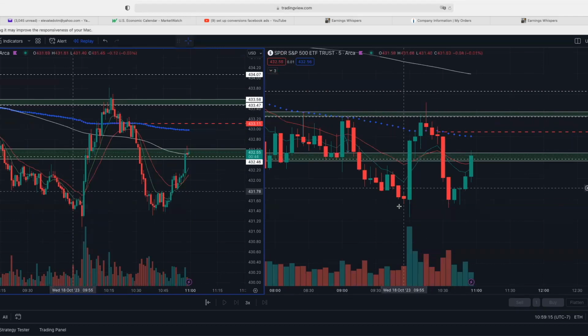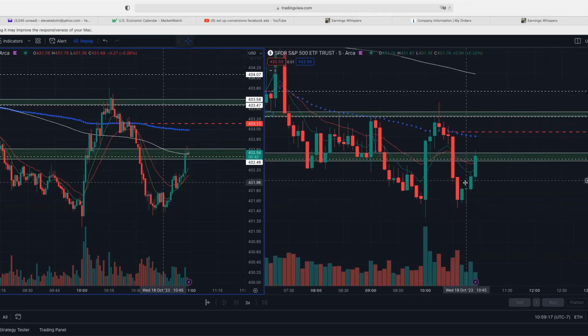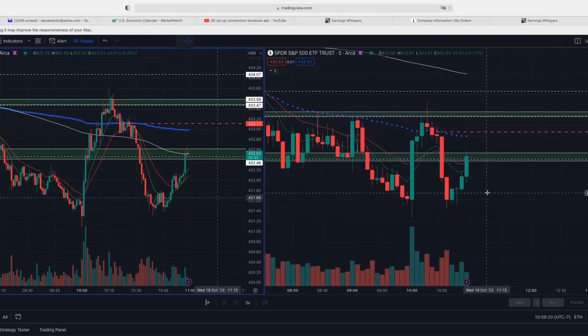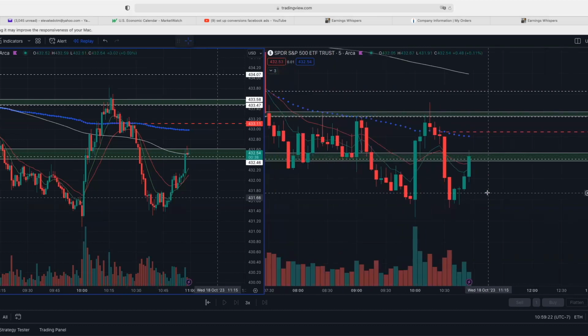This was a perfect example of the upside and the downside of price action, right? So I hope you guys really, really gained a lot of value from this lesson.